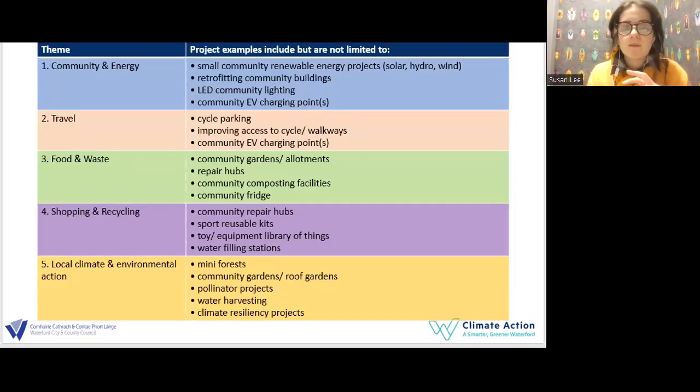So here are some of the project ideas we looked at last week under each of the themes. You could be doing lighting upgrades. You could be putting in cycle parking. You could be doing a community fridge, mini forest, water, rain harvesting planters. Again, these are only examples and we're open to loads of ideas.